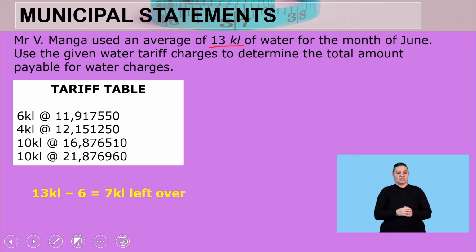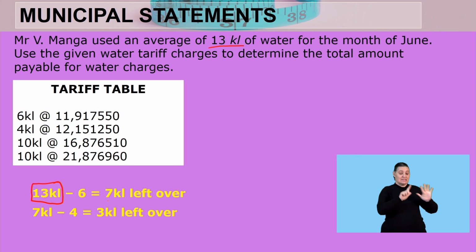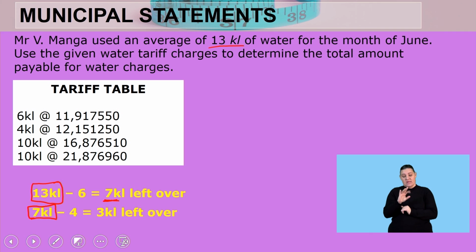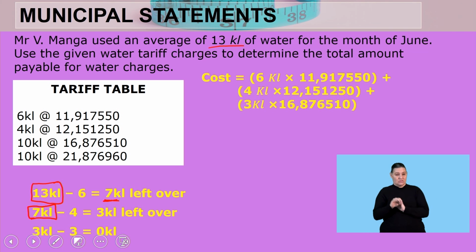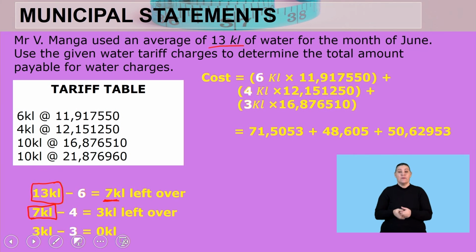All right, so here, again, you use 13 kiloliters. So we need to charge for the first 6. Then we are left with 7 kiloliters. Let's get a nice block there. Okay, take away the 4, 3 kiloliters left over. And finally, no kiloliters. All right, same calculation. Again, there's the 6, there's the 4, there's the 3. And we get a total of 170 Rand 74 cents.